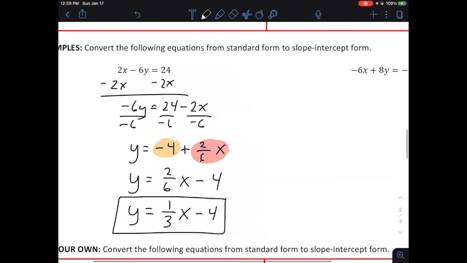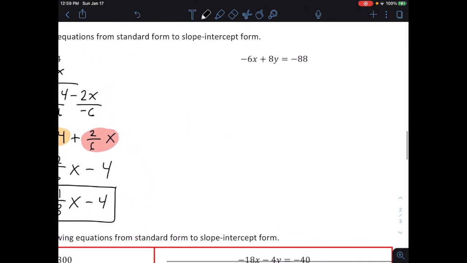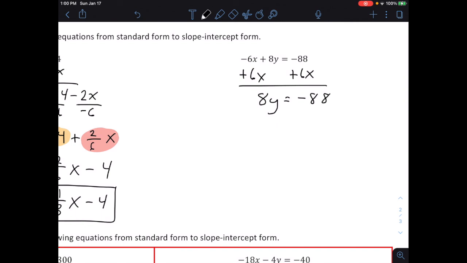Well, let's see what kind of surprises the next one has for us. Oh, I'm going to guess more simplifying. And the reason I'm going to guess that is because we have 3 even numbers here, 6, 8, and 88. So let's go ahead and add 6x to both sides because it's negative. We want to add 6x. So we end up with 8y equals negative 88 plus 6x. Divide by 8.